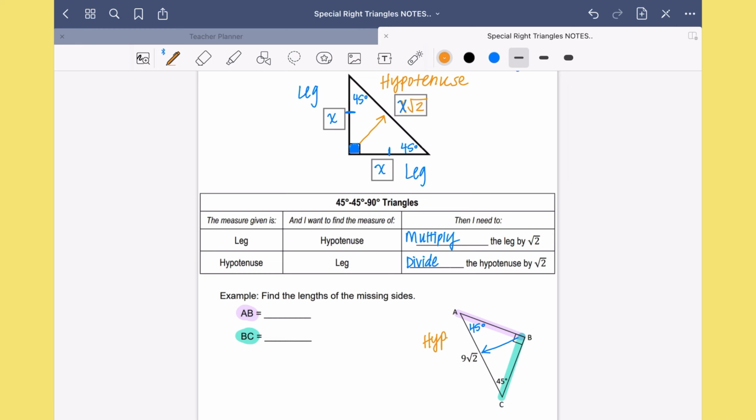And what is the measurement for the hypotenuse? The hypotenuse is x times the square root of 2. And then my legs are just x and x. Okay? Super simple, super straightforward. Now, I want to know what is the length of AB and BC, these two.